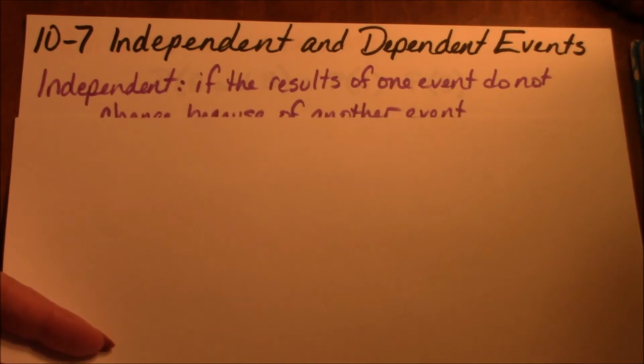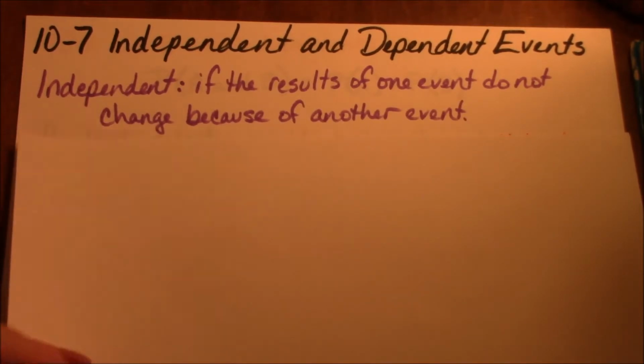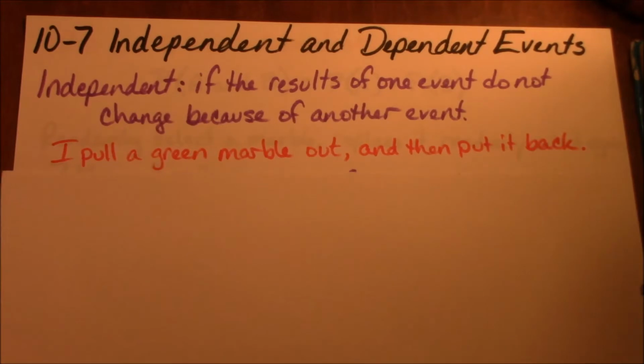An independent event is if the result of one event does not change because of another event. For example, if I were to flip a coin and then I were to flip that coin again, it doesn't matter what I got the first time. The second time is going to be independent of it. If I pull a green marble out of a bag full of colored marbles and then I put that green marble back in and I pull out another marble, it doesn't matter what I did the first time. The results are going to be what the results are going to be for that second time.